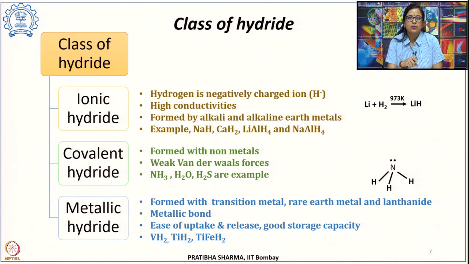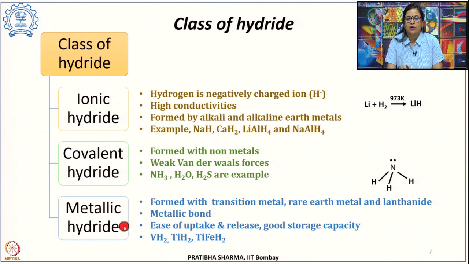The reason being, most of these hydrides are low melting point solids or low boiling point liquids, or they are gases, and they have toxicity, and they can even have low thermal stability. So as such, they are usually not used for hydrogen storage purposes. Some typical well known examples are ammonia, water or H2S.